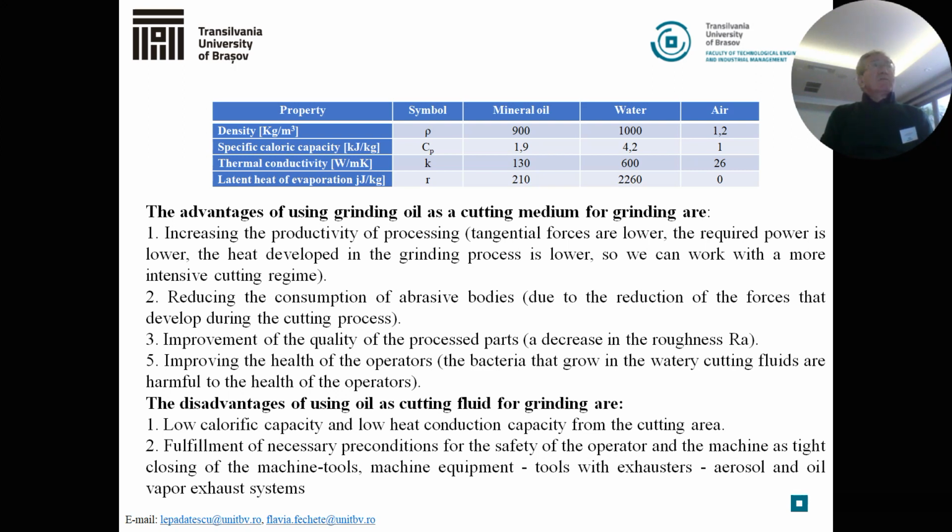5. Improving the health of the operator. The bacteria that grow in the watery cutting fluid are harmful to the health of the operators. The disadvantages of using oil as cutting fluid for grinding are: 1. Low calorific capacity and low conduction capacity from the cutting area. 2. Fulfillment of necessary preconditions for safety of the operator and the machine, such as tight closing of the machine tools, machining equipment, and tools with exhauster, aerosol and oil vapor exhaust systems.